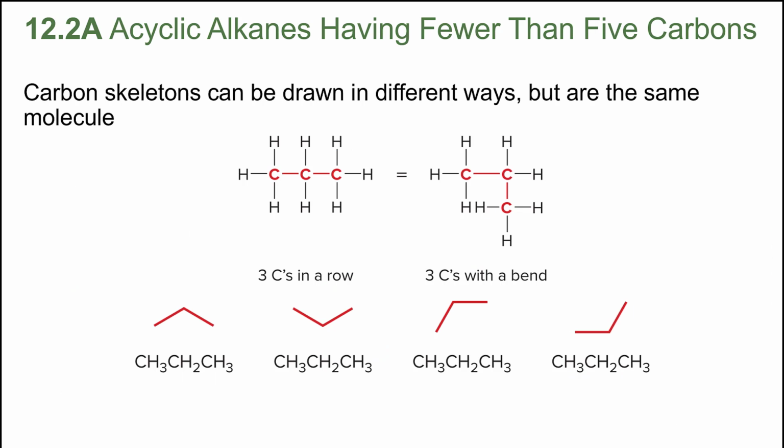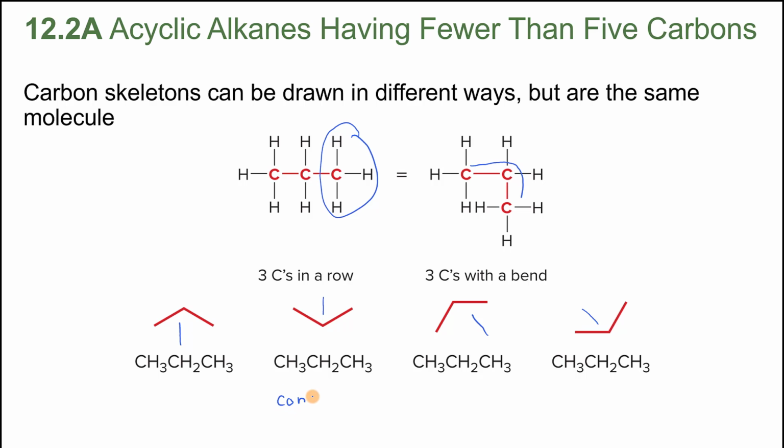Carbon skeletons can be drawn in different ways, but they represent the same molecule. We can draw propane as the 3 carbons in a row, which you can see in the middle there in red. Or it can be 3 carbons with a bend, so those can rotate around. So we just took this whole chunk here and just flipped it down. And there's the 3 different ways of drawing the propane below. So it can be with the point coming up, the point down like the part of an arrow. You can have it to the side or have it to the other side. These all represent propane.